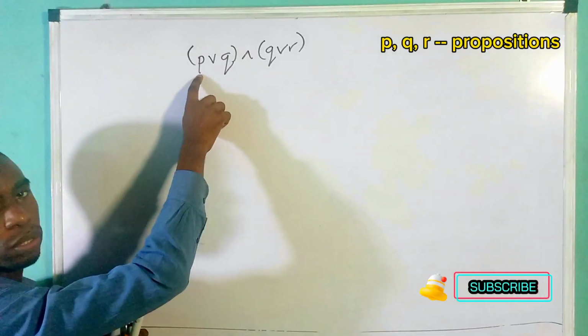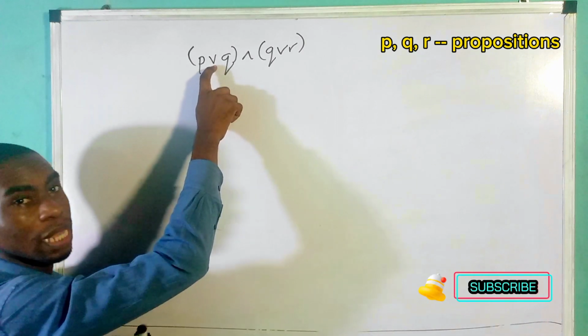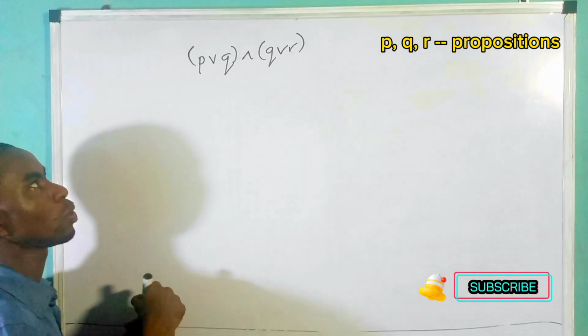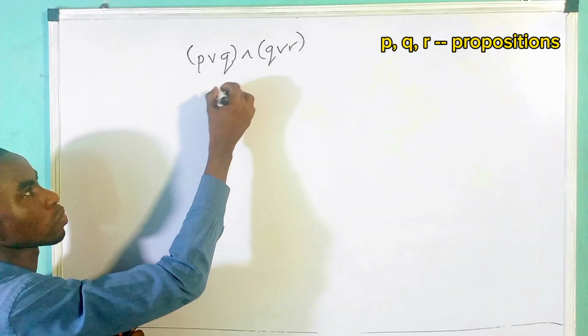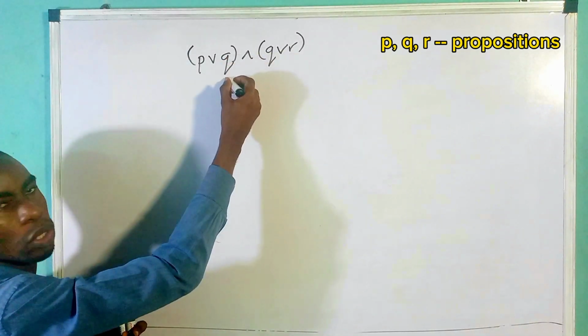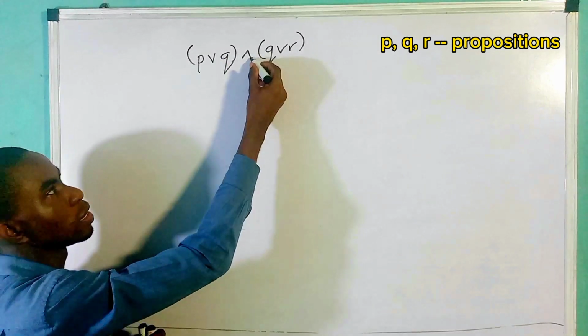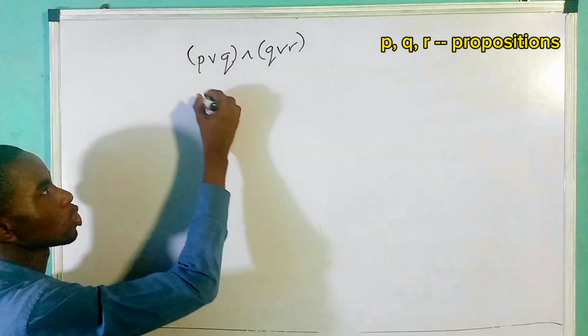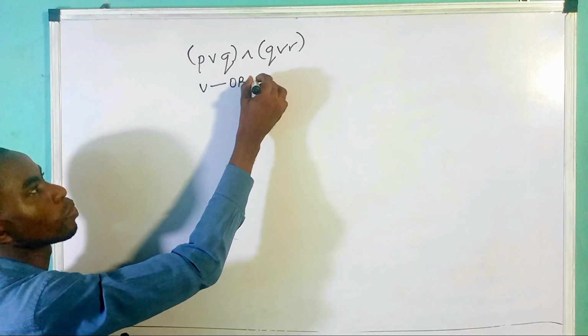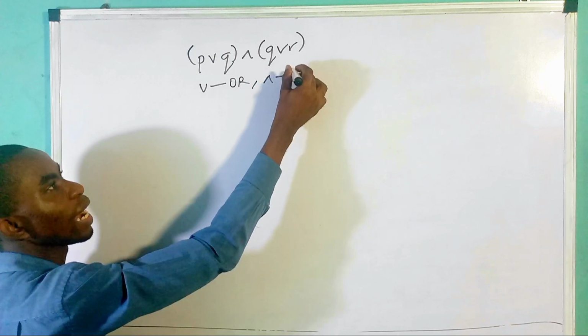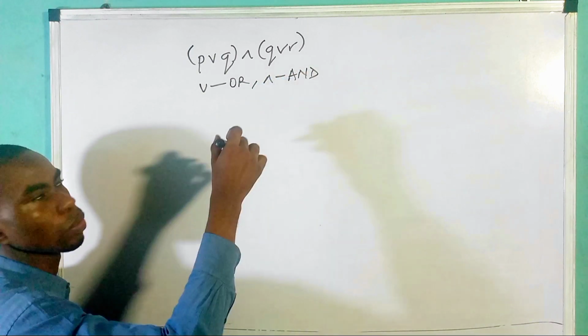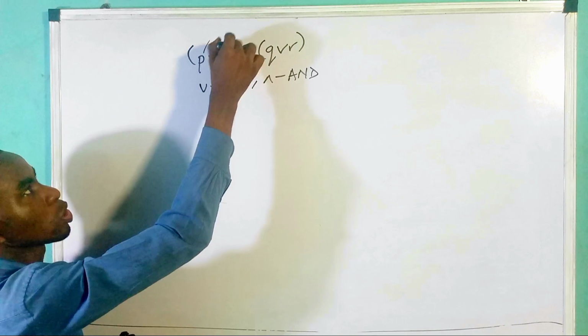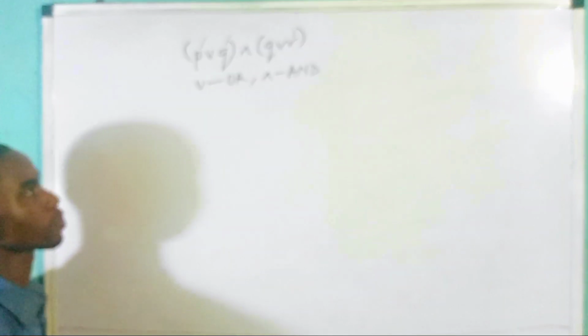P is the proposition. This symbol that looks like V is called the logical OR operator. This Q is also a proposition. This is logical AND. So this is the OR operator, and this is the AND operator. P, Q, and R are propositions.